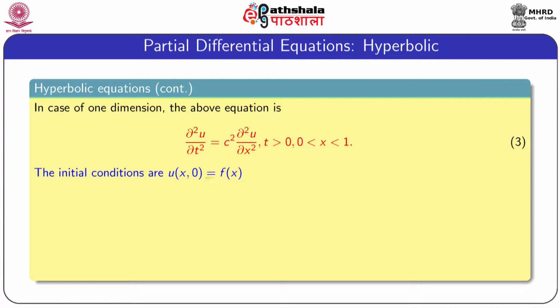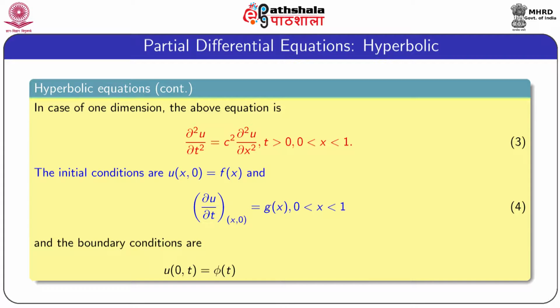The initial conditions are u(x, 0) equal to f(x), and the first derivative del u del t at t equal to 0 equal to g(x), where x lies between 0 and 1. The boundary conditions are u(0, t) equal to phi(t) and u(1, t) equal to psi(t), where t is greater than or equal to 0. So, phi(t) and psi(t) are the given functions, and this represents the boundary conditions.